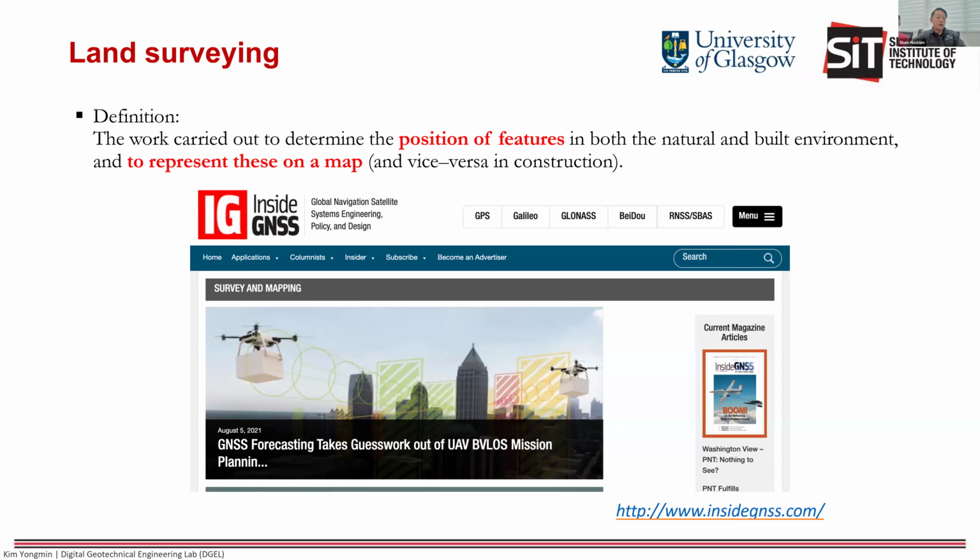The natural environment includes hills, rivers, and beaches. Features in the built environment include buildings, roads, and drains. So when we represent all these on the map, it creates a common language that developers, architects, and contractors can all understand and build upon.